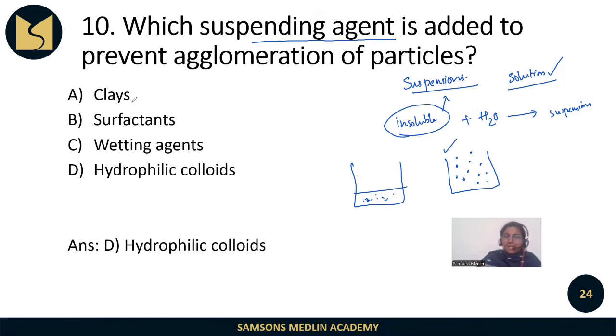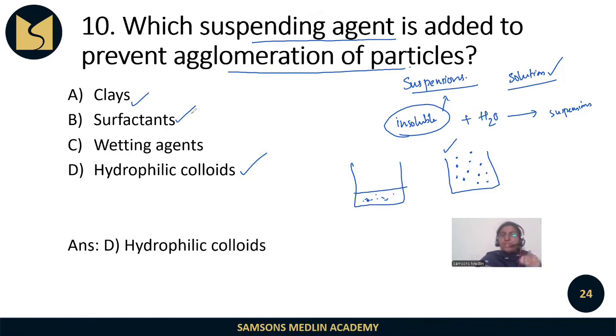Okay, for example, clays. These are actually an example of a suspending agent. Surfactants. These are another category of suspending agent. Now, hydrophilic colloids. These are also a type of suspending agent. Okay. Now, in these three options, that is clays, surfactants, and hydrophilic colloids, all are suspending agents. And the question asked is which suspending agent prevents the agglomeration of particles. The correct answer is option D, that is hydrophilic colloids.